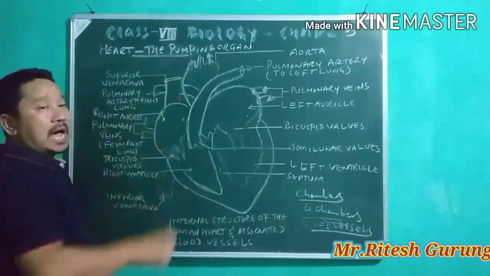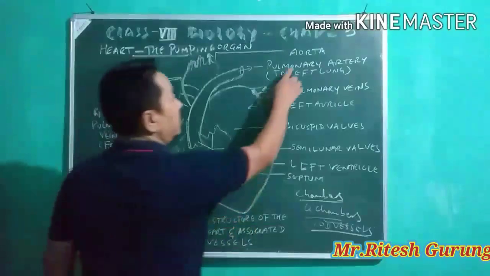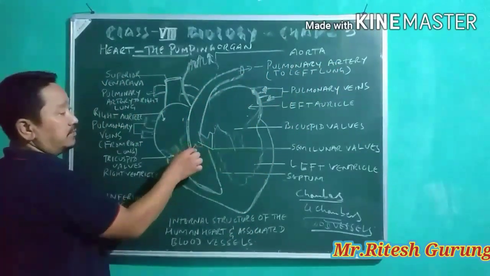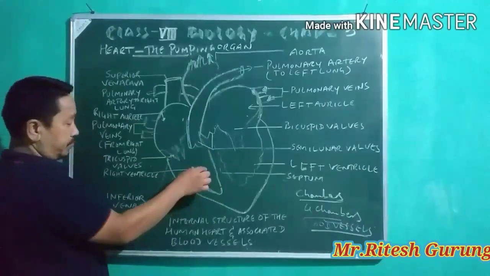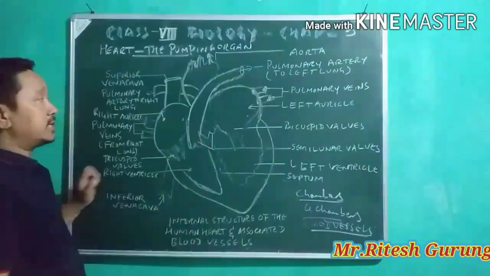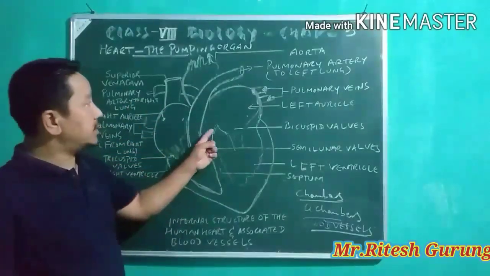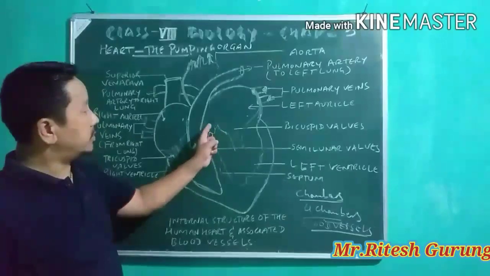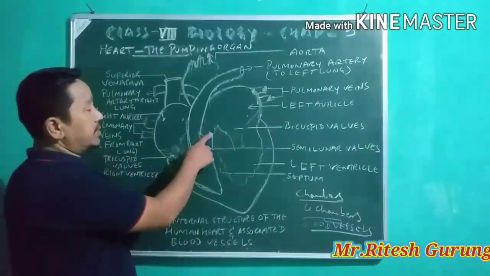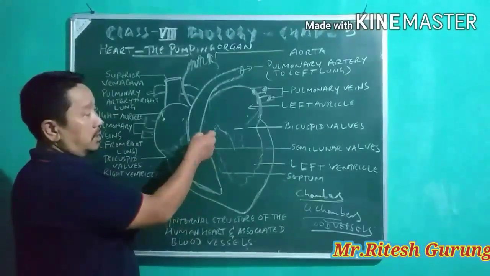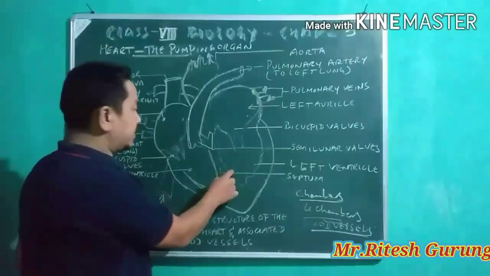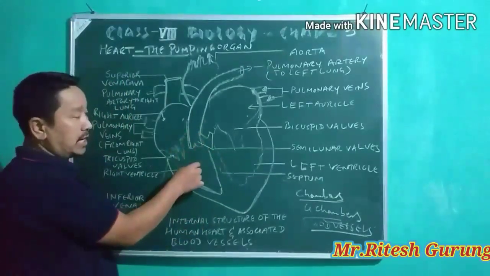Then the other type of artery is called the pulmonary artery. You see that pulmonary artery opening from the right ventricle here. The aorta, the largest artery, opens into the left ventricle, and this one opens into the right ventricle.